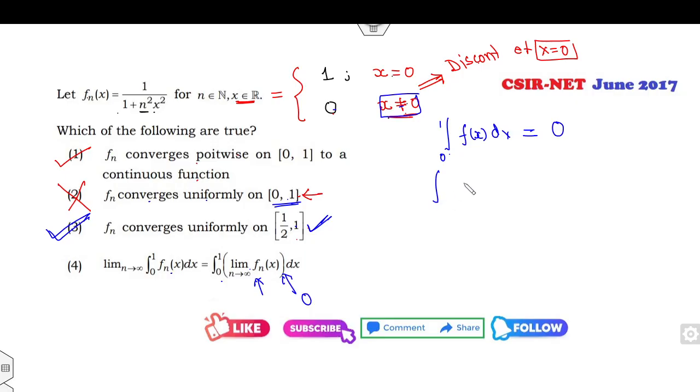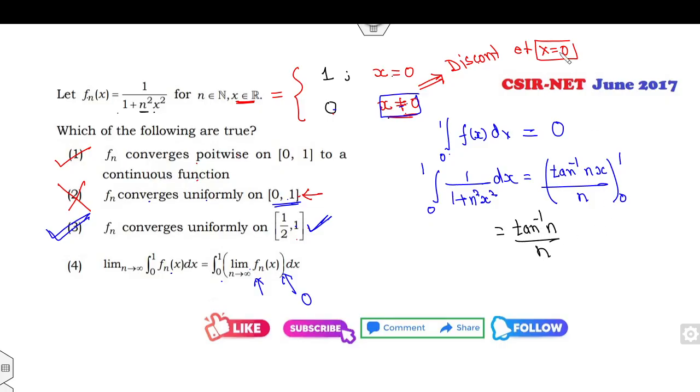If you look at the integration of 1 over 1 plus n square x square from 0 to 1, what is the integration of this? It is tan inverse nx divided by n from 0 to 1. What is the limit of this? Tan inverse n over n, and tan inverse 0 is 0. Now you can compute the limit as n approaches infinity. It is infinity by infinity form. Sorry, tan inverse infinity is pi by 2. Pi by 2 over infinity is 0. So once it is 0, the right hand side is also 0. So yes, these are the correct options. A, C, D are the right answer of this problem.